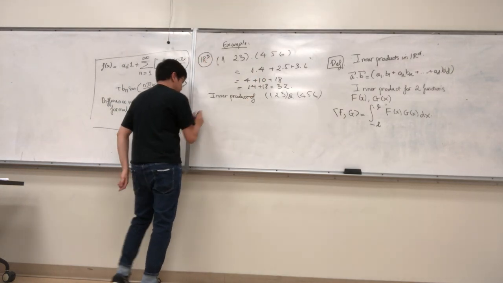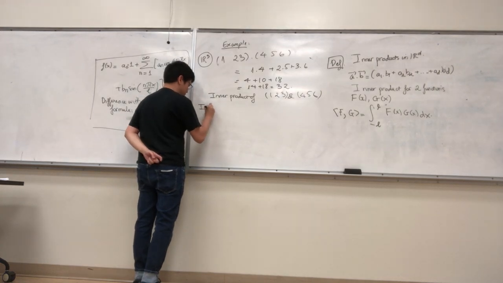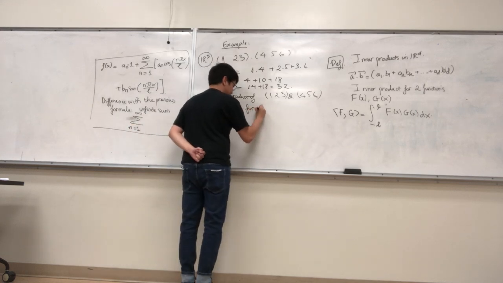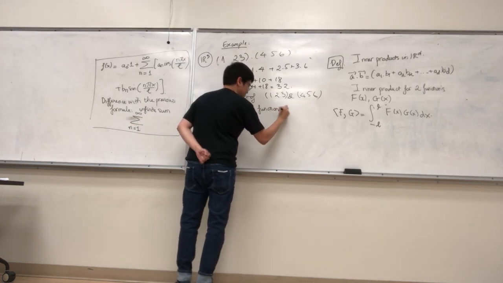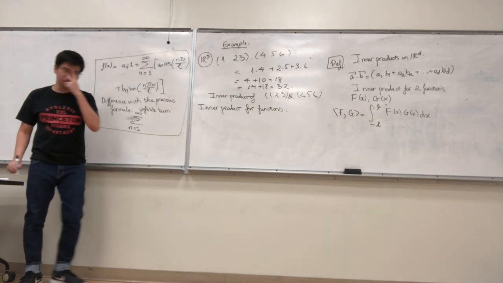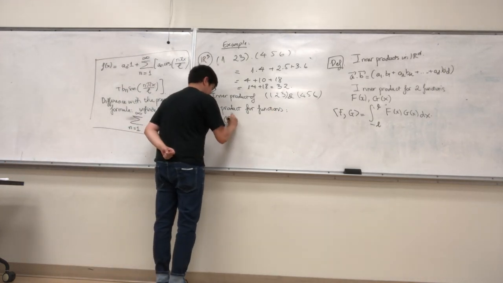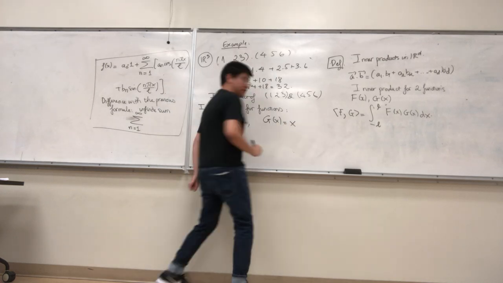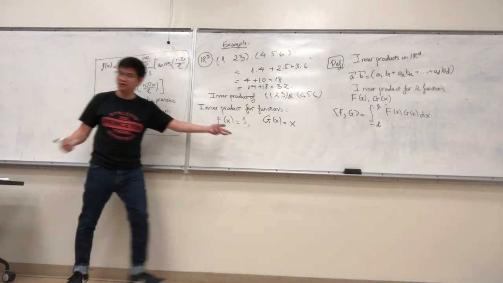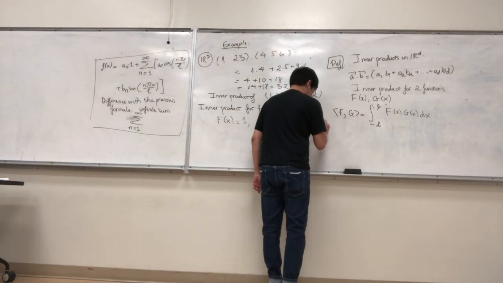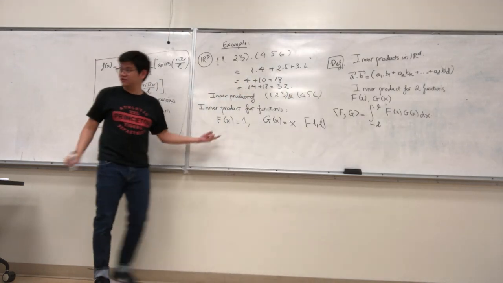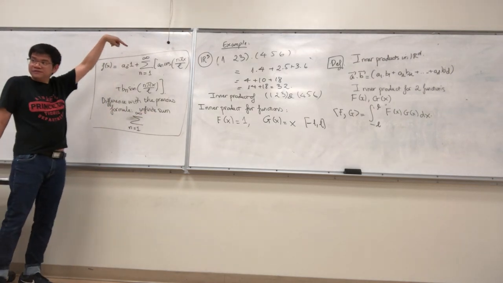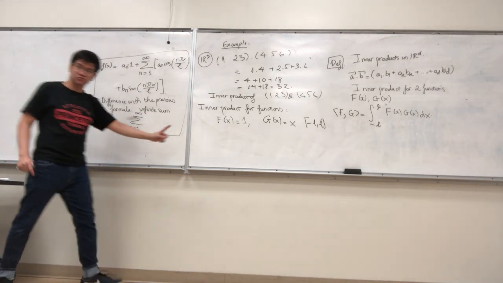So now let us consider the inner product for functions. Let us consider two functions. The first one is 1, and the second one is x. Those functions are defined on minus L to L, because we are looking for functions on minus L to L. As I mentioned here, this is periodic, so we just restrict our attention to this interval.